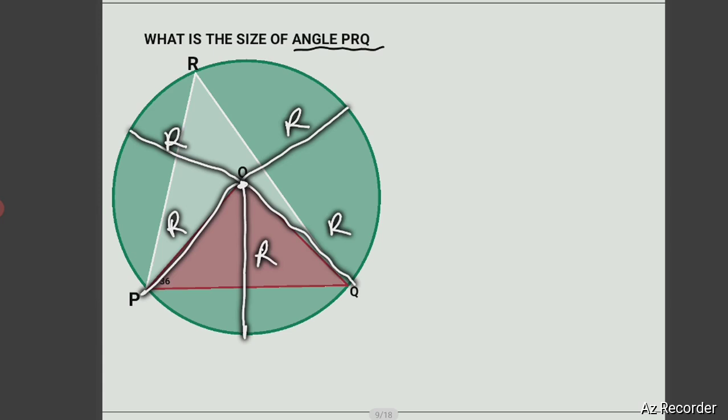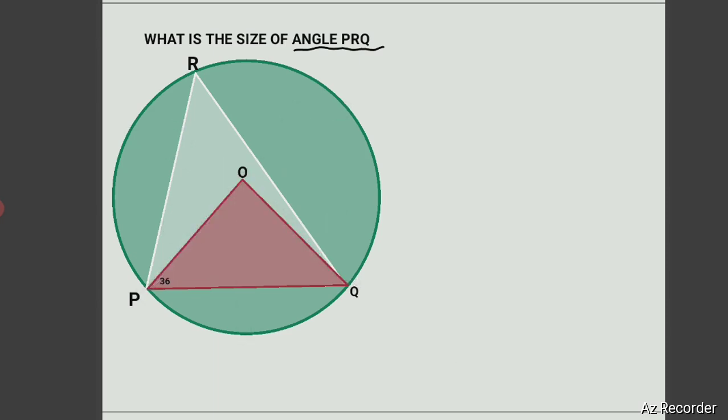So now, for the fact that all these are radius, these are the things we need to consider. And you still remember that this angle is 36. So now, what we need to say is that this line is equal to this line. They are equal because they are a radius. So, for the fact that they are equal, we call it an isosceles triangle.